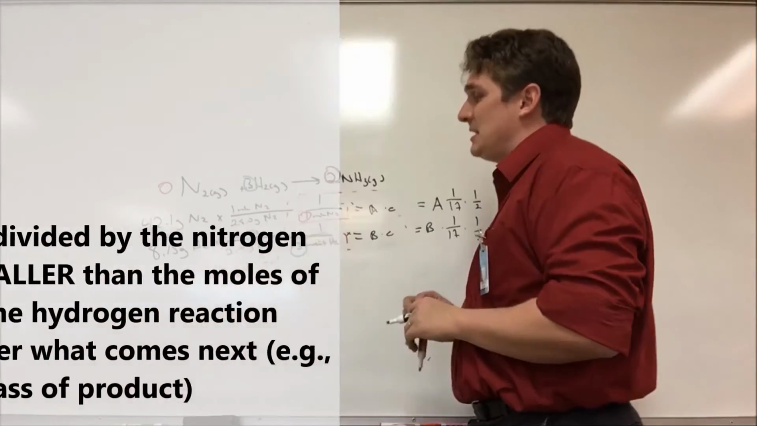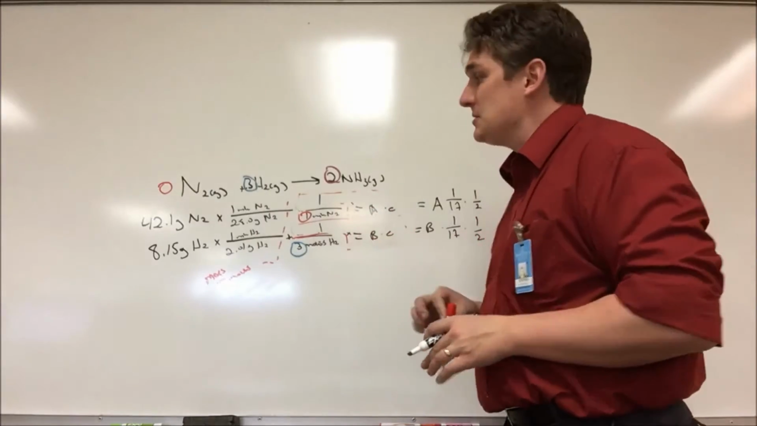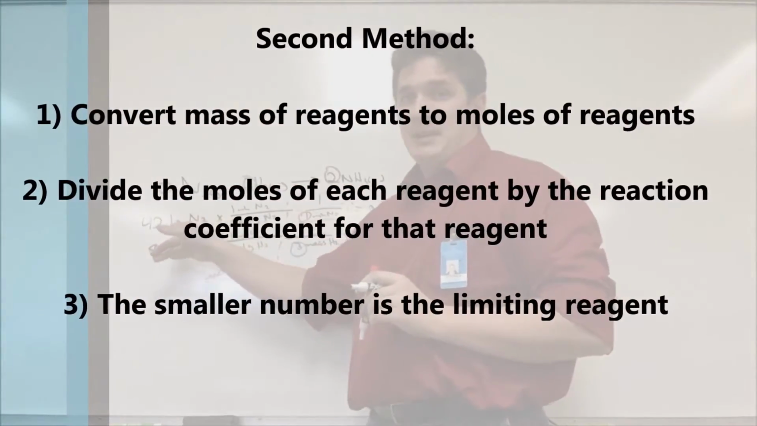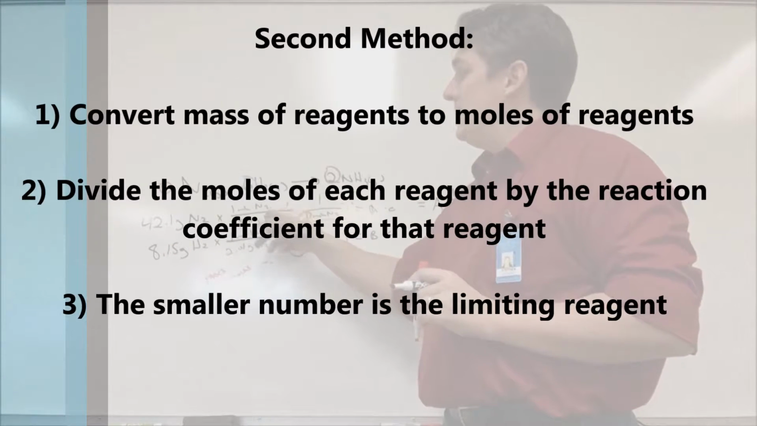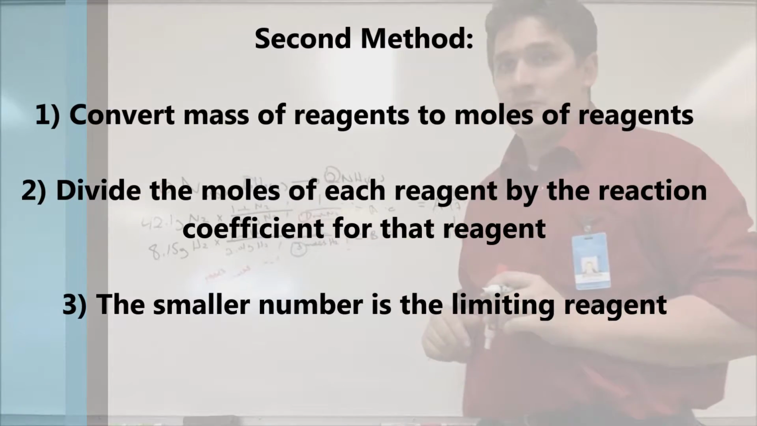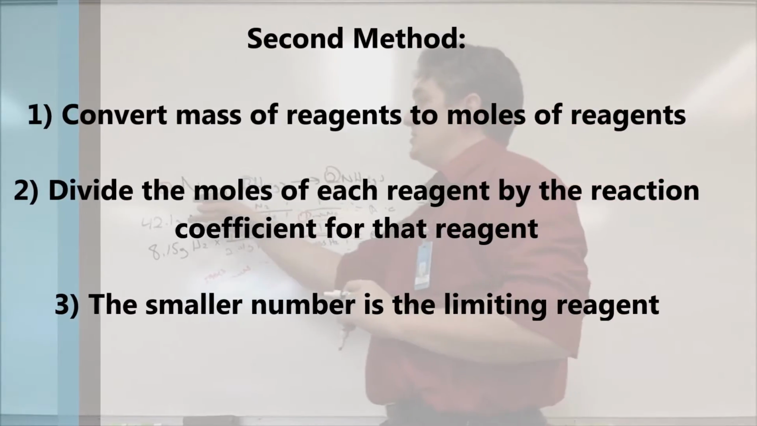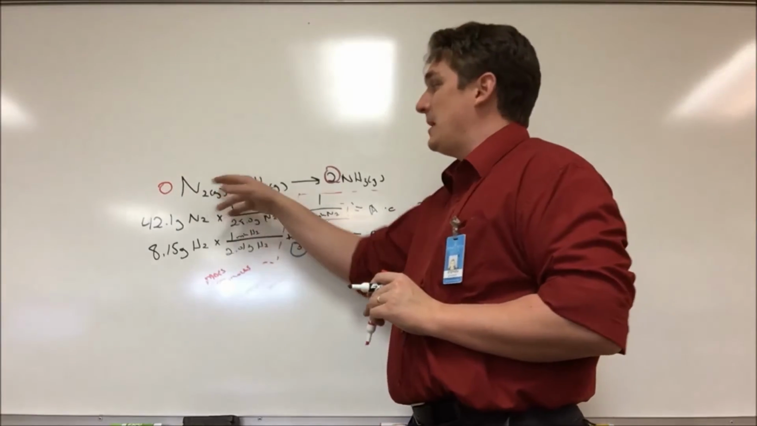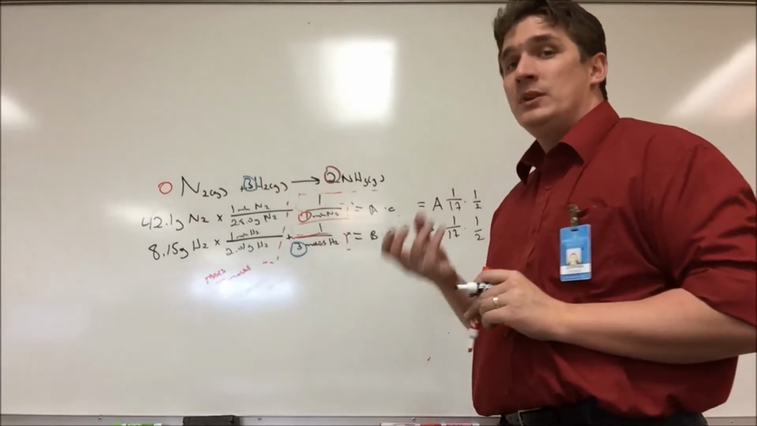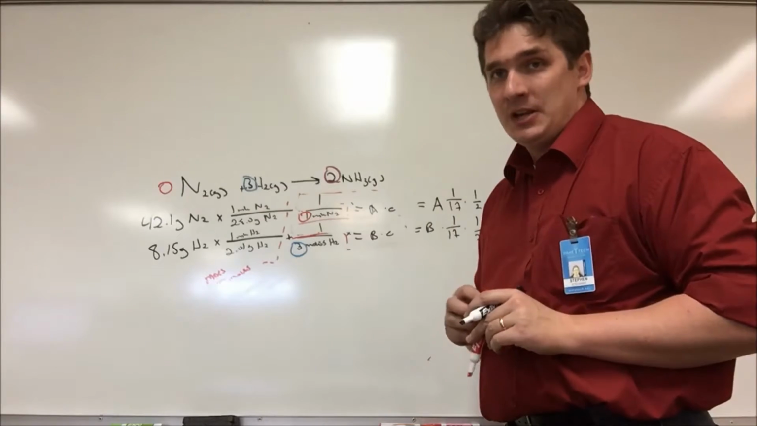What the second method says is that you don't actually have to go figure out the yields. To figure out the limiting reagent, all you have to do is take your starting masses, convert to moles, and then divide those number of moles by the reaction coefficient. So in the case of nitrogen, we've only got to divide moles by 1. In the case of hydrogen, we need to divide the moles of hydrogen by 3. Whatever number is smaller is going to be our limiting reagent.